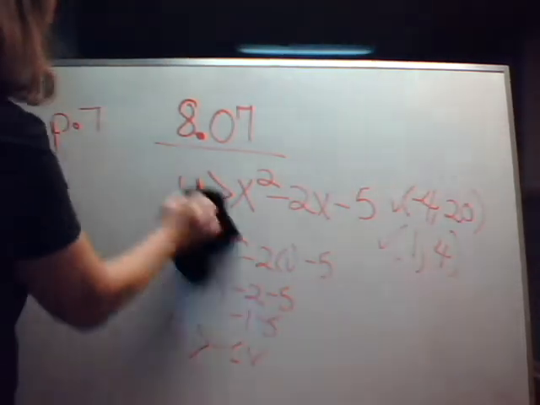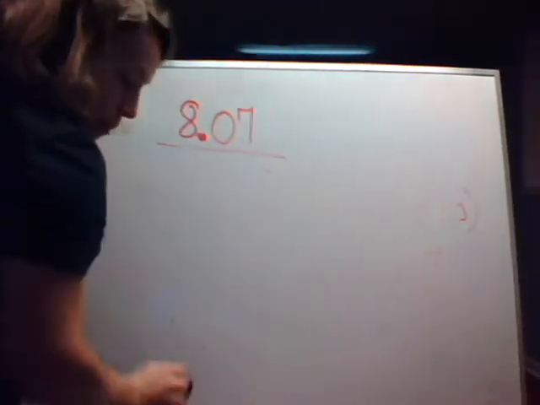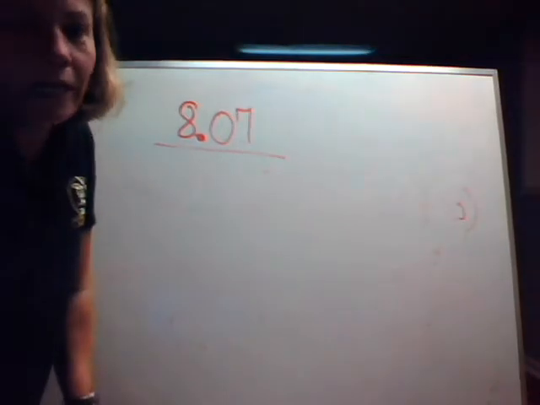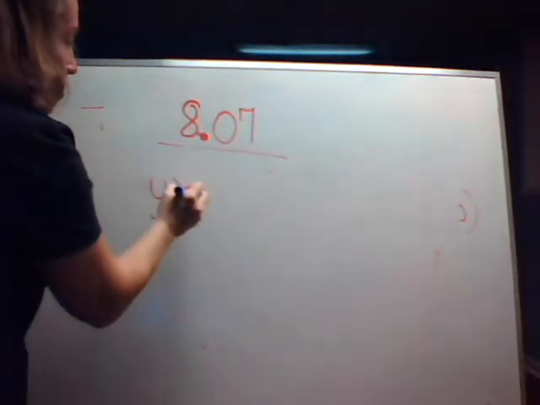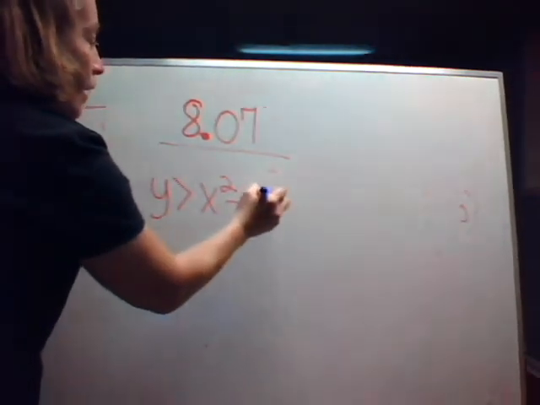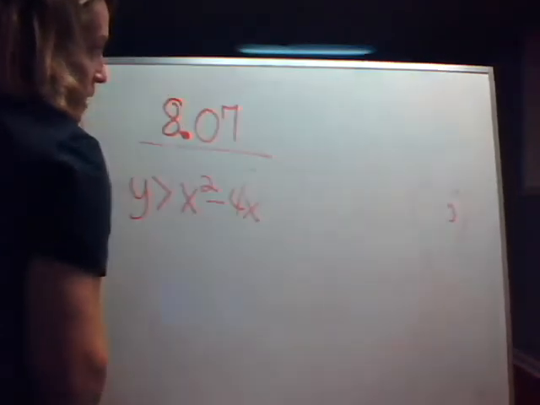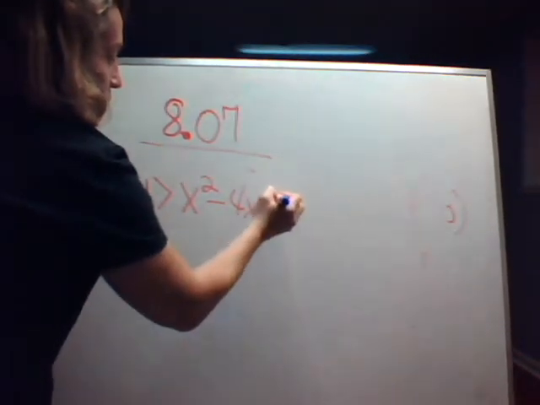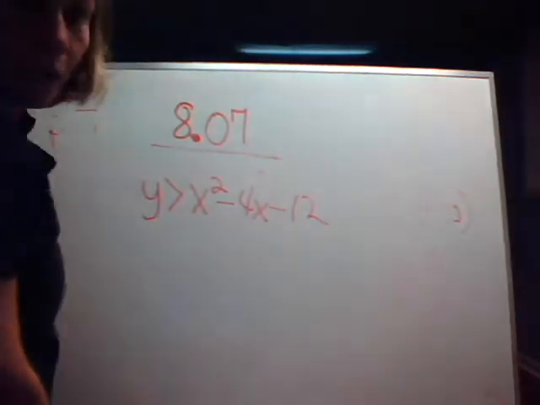So the last part of what I wanted to do today is just work on some graphing and shading of quadratics. There are several examples in the LMS, but I want to do one more here. So let's try one more. What if I have y is greater than x squared minus 4x minus 12, and that's my quadratic.